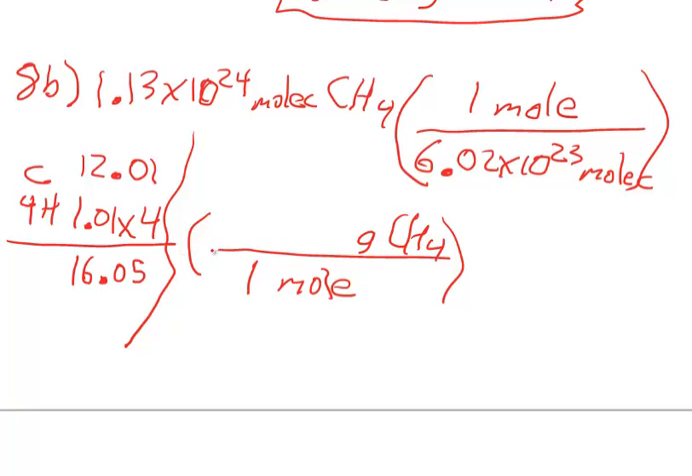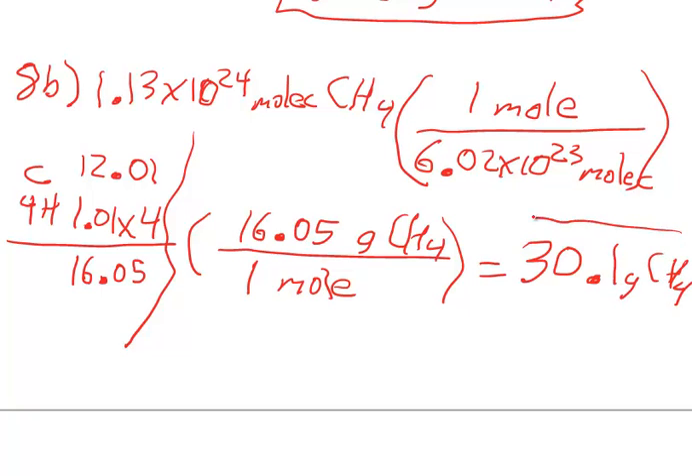So 16.05 grams of CH4. So I take the 1.13 times 10 to the 24th, divide by 6.02 times 10 to the 23rd, multiply by 16.05, round to 3 significant figures. I get 30.1 grams CH4.